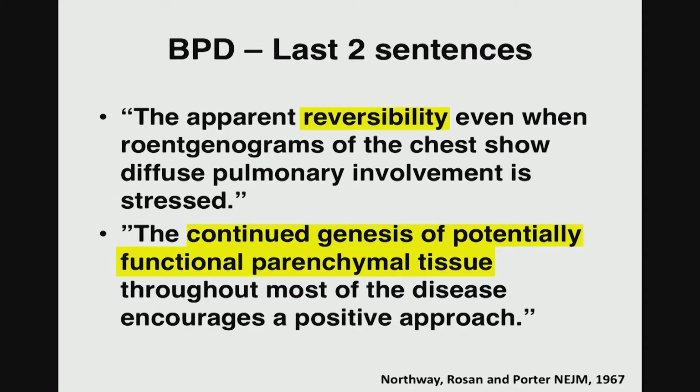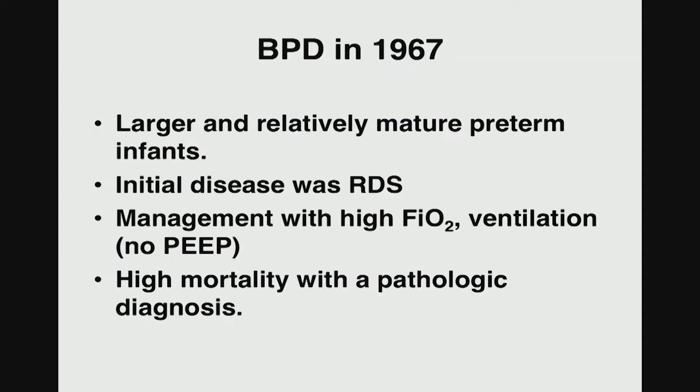I want to just emphasize the last 2 sentences of this original paper. The apparent reversibility, even when roentgenograms of the chest show diffuse pulmonary involvement, is stressed. And then the final sentence, the continued genesis of potentially functional parenchymal tissue throughout most of the disease encourages a positive approach. And those are seminal observations about what we're actually dealing with today, where most of our babies actually survive and do remarkably well.